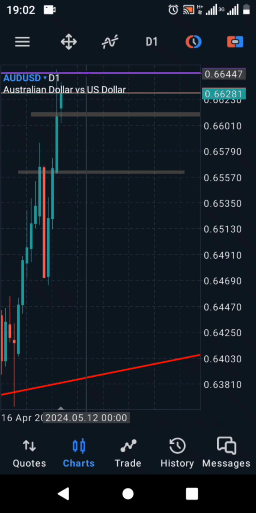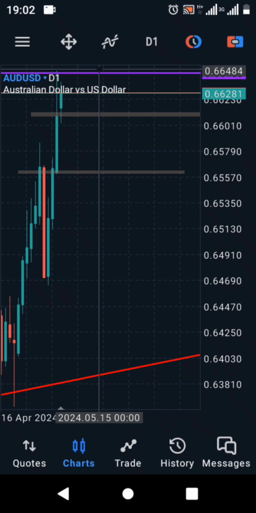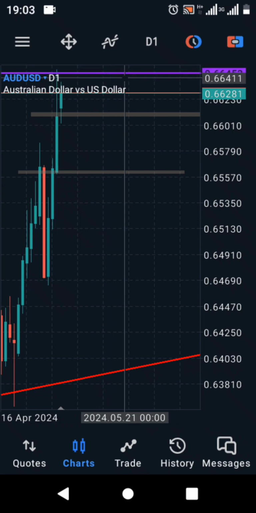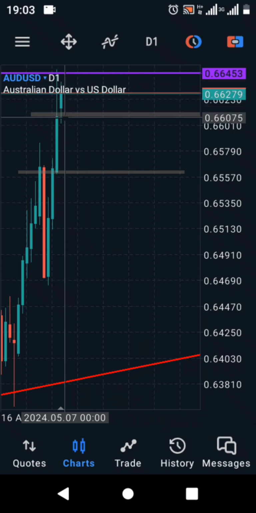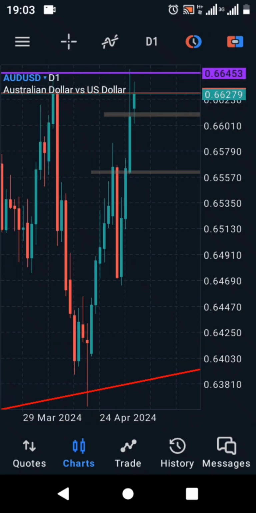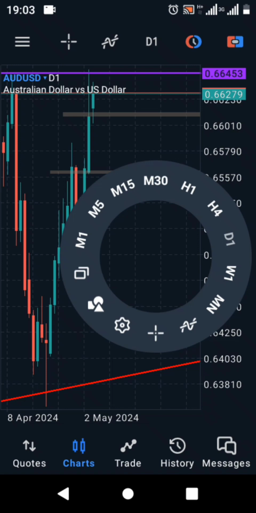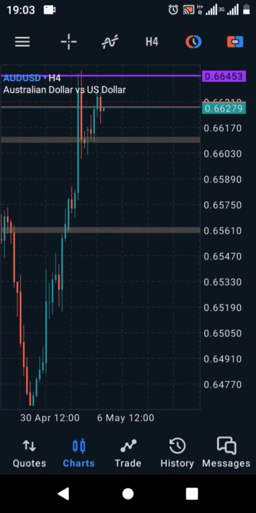I'm not a swing trader. I'm just an intraday trader. Sometimes I scalp, sometimes I intraday, but mostly I intraday trade. So here's what I do. Now what I do next, I go to my 4-hour time frame. This is my 4-hour time frame, as you can see.